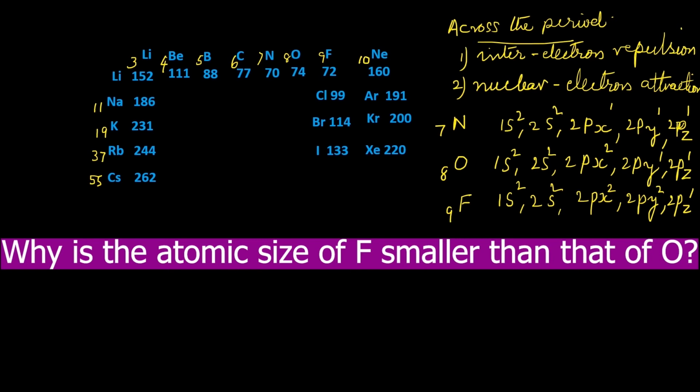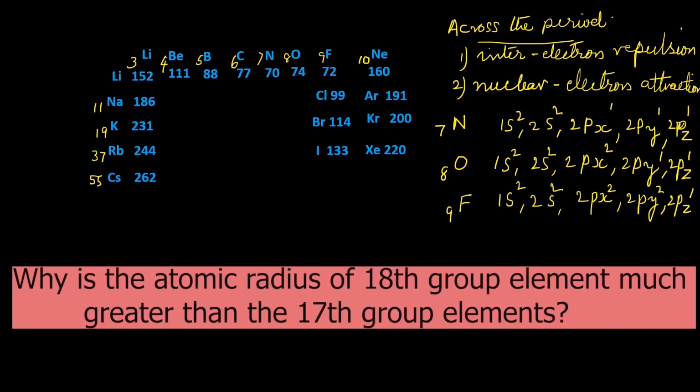Therefore, electronic repulsion increases. But there are 9 positive charges in the nucleus. Therefore, the nuclear charge increases. Here in the case of fluorine, the nuclear attraction overweighs the electronic repulsion. Therefore, the atomic radius slightly decreases. From fluorine to neon, the atomic radius increases sharply.